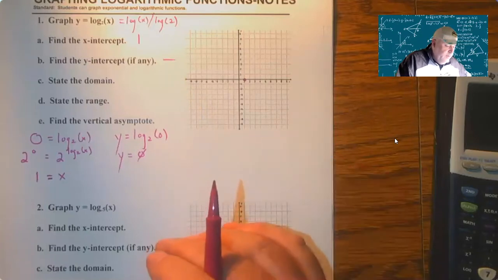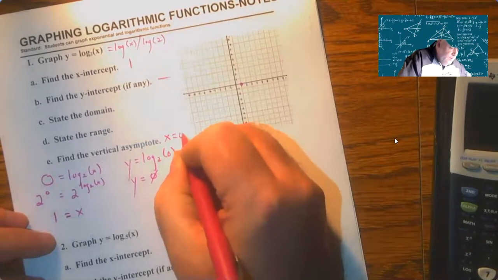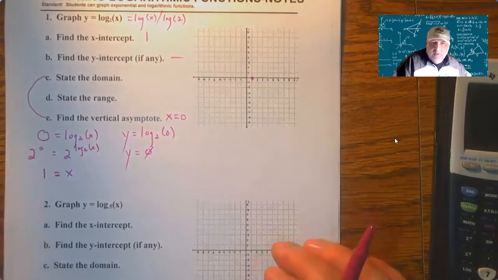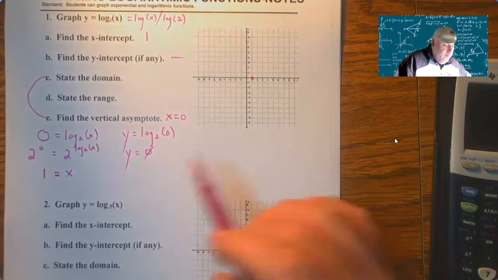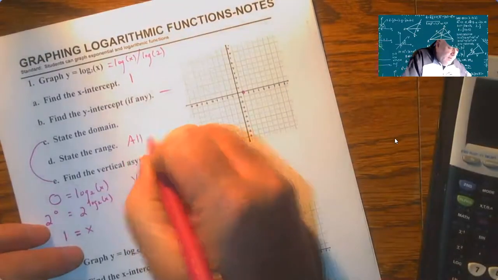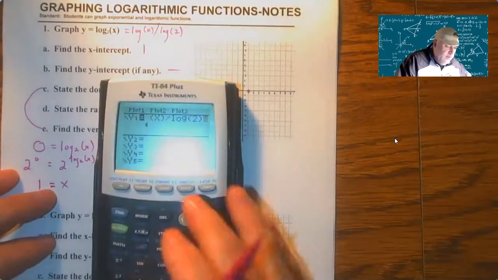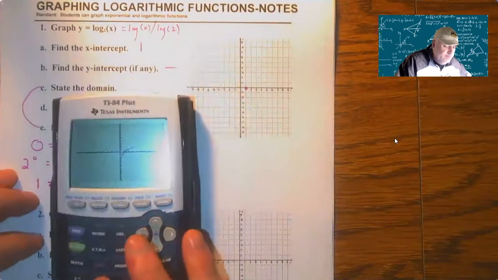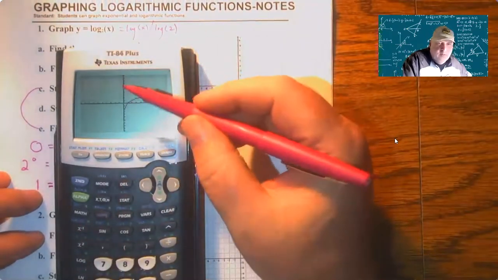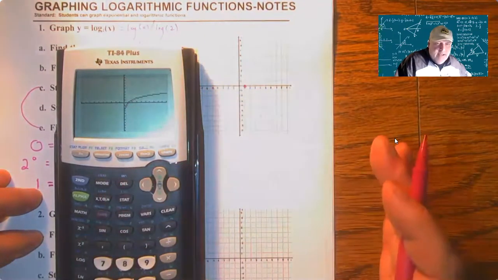State the domain. So the domain is always related to the vertical asymptote. In exponentials, we had the range related to horizontal asymptotes. So x equals 0. And the range, for that matter, on all of these is all reals all the time. Then we just need to take a look at the graph to see, okay, what side of the vertical asymptote are we on? Here's the vertical asymptote. We're on the right side of it.